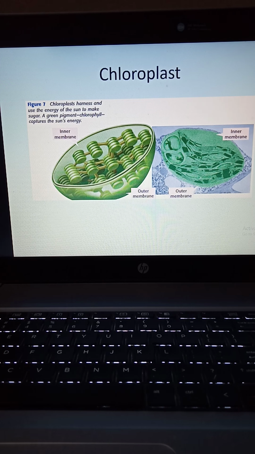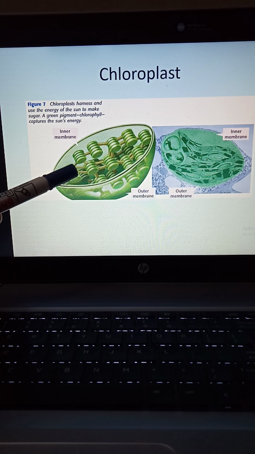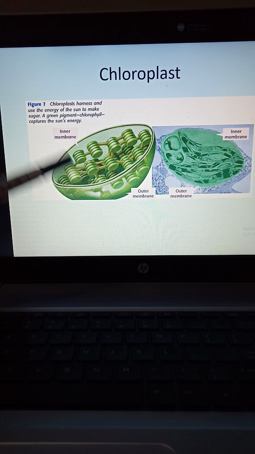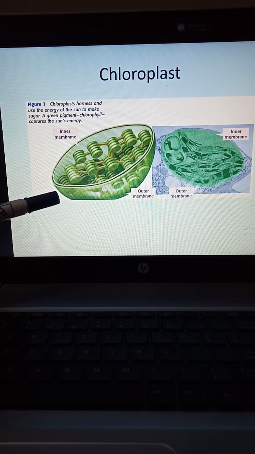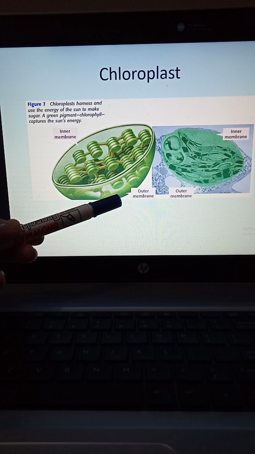And this is how they look. So you can see these coin-like things, the stacks of coins, they are basically stacks of chlorophyll, the green pigment. And because of this chlorophyll, the plants look green and they can absorb sunlight, and the chemical reaction is happening here in the chloroplast. And you can also see the double layered membrane. One is the inner membrane and the second one is the outer membrane.